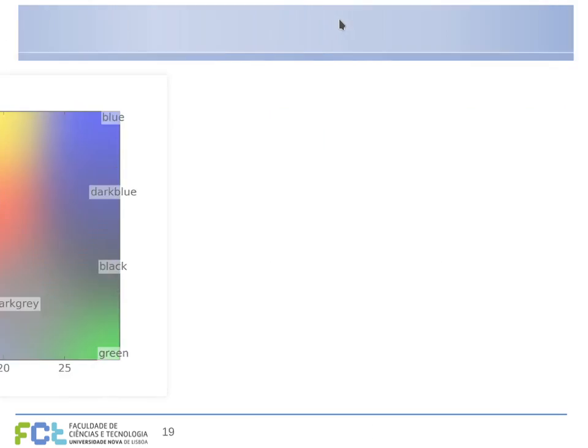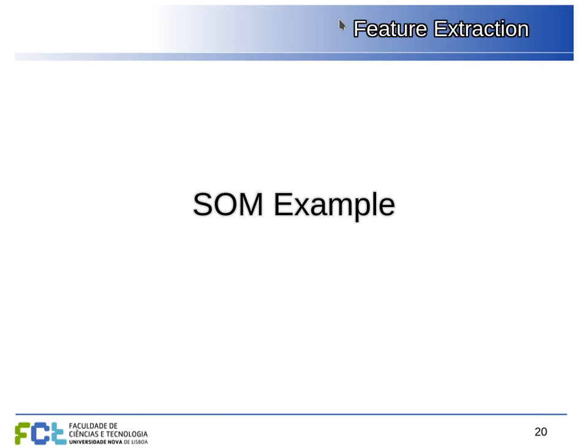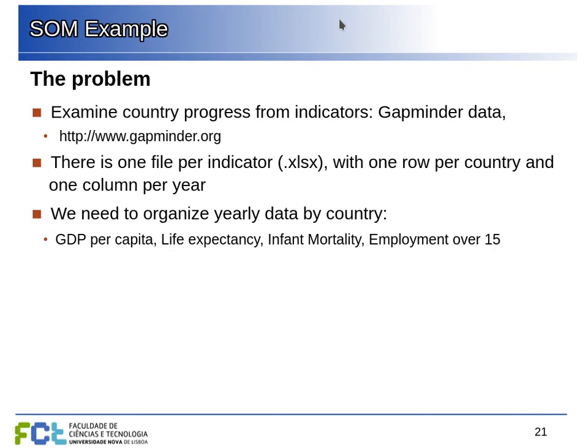Okay, so let's look at a more realistic example of using self-organizing maps and feature extraction. We're going to look at data from development in different countries here at this site, Gapminder. By the way, this site has lots of good visualization tools, so if you are interested in this kind of subject, you can take a look at the site. It will be useful.